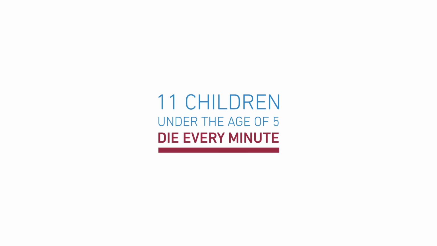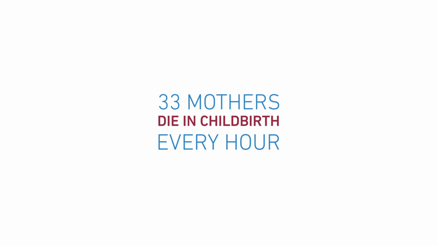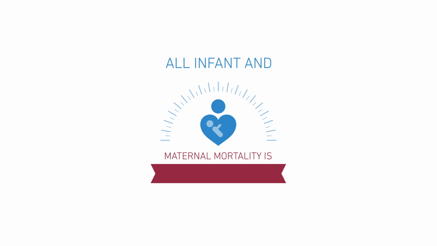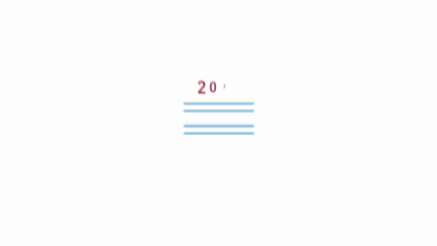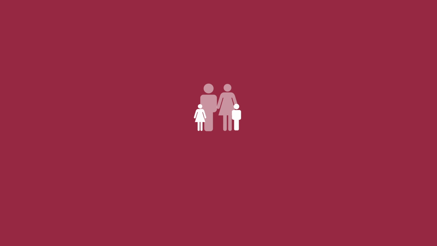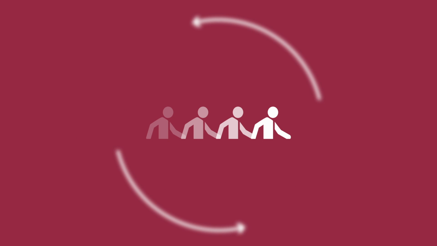11 children under the age of 5 die every minute, and 33 mothers die in childbirth every hour. This is about power and money. Almost all infant and maternal mortality is preventable. There is certainly a need for change. The 2030 Agenda and the Paris Agreement recognize that the next generation's future can be safeguarded through our actions today, and they recognize the right to development as a guiding force for these actions.